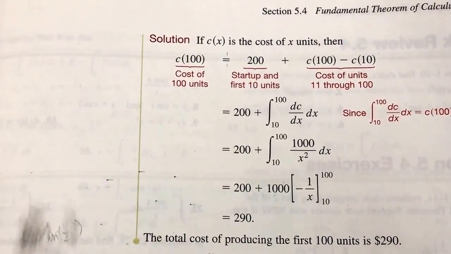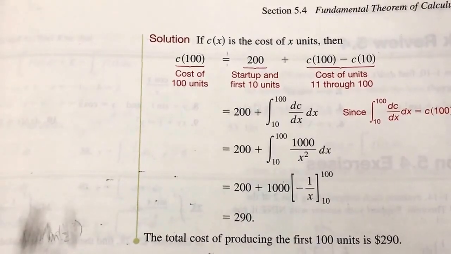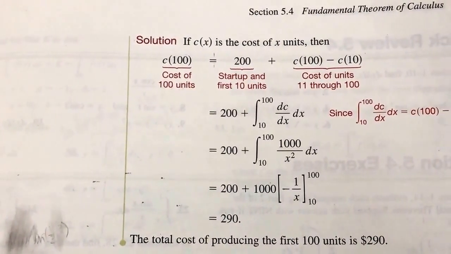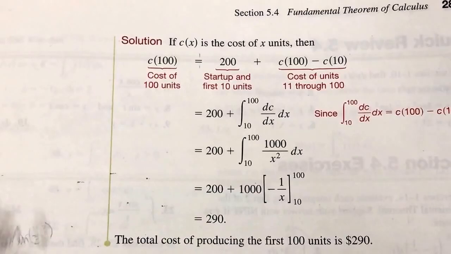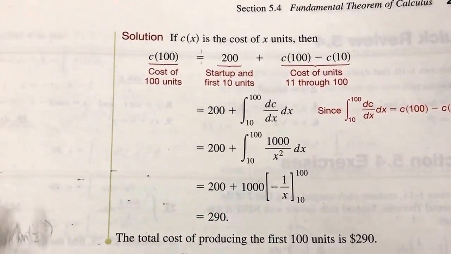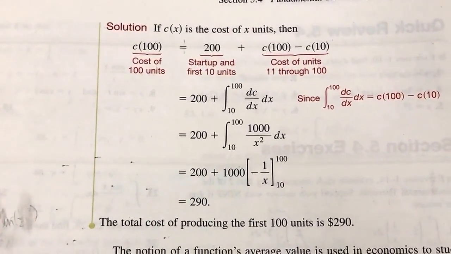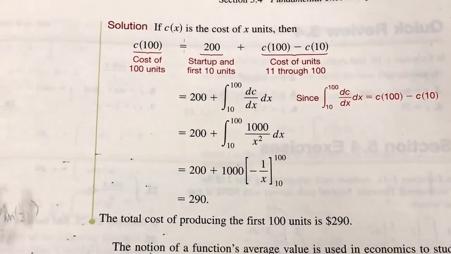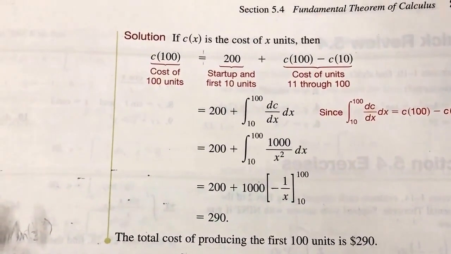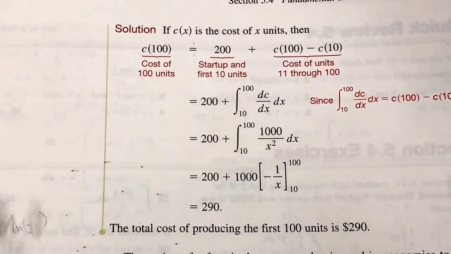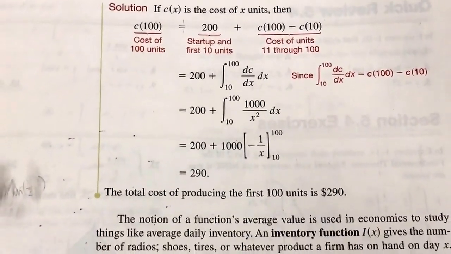So the total cost is 200 plus the integral of the marginal cost from 10 to 100, and that'll give you your answer. Looks like it's 90 additional dollars. So 290 total. Make sense?